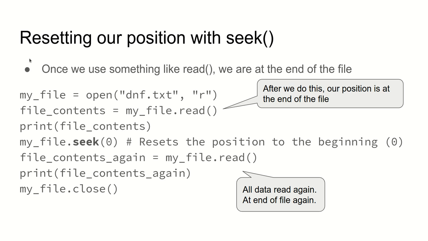So we've done the same thing we did before. File contents is myfile.read, and then we've done another myfile.read, but before we did the second myfile.read, we reset the position to the beginning of the file, position 0. So we called myfile.seek and told it 0 is where we would like to be. And then we told the file to read again, and so we will have a second copy of the data from the file, and our position will be at the end of the file again after that second read.